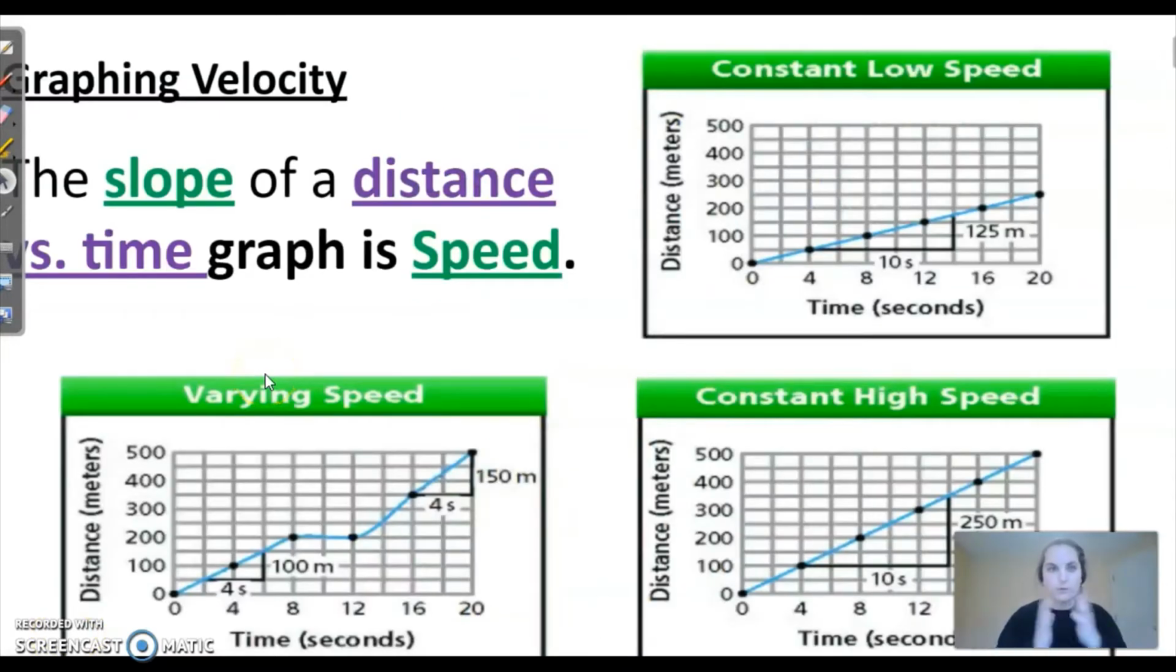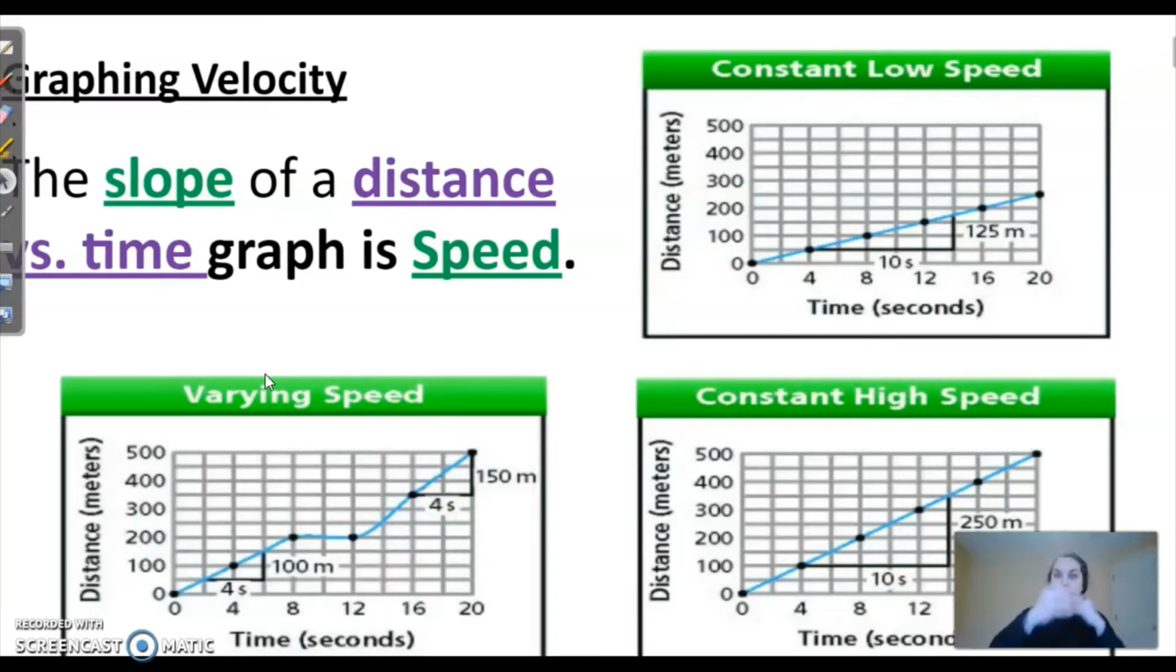All right, so now let's talk about graphing velocity. The way that we can see graphing of velocity would be with a distance versus time graph or a position versus time graph. The slope of your position versus time graph is going to be your velocity or your speed. We see different examples here with constant low speed, constant high speed, and varying speed. With that constant low speed, you see that the slope is really not so steep. That means that they're traveling not as much distance, but over a longer period of time. Constant high speed means that we're traveling a great distance over a shorter period of time.